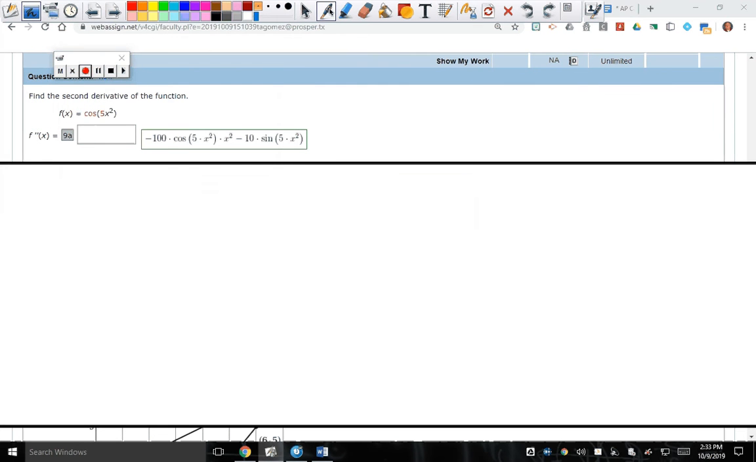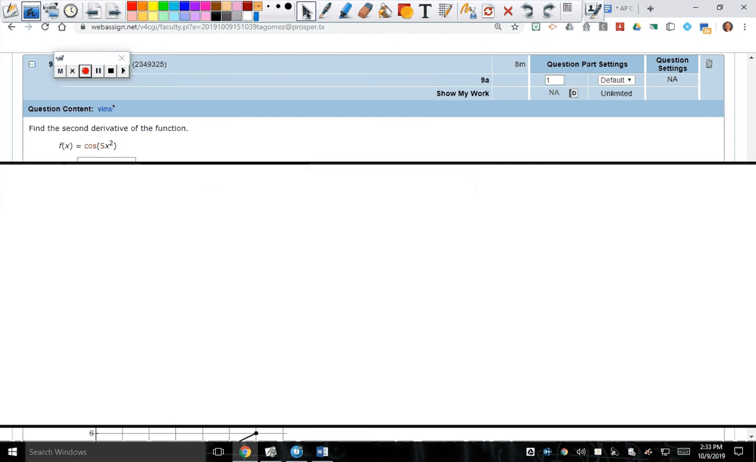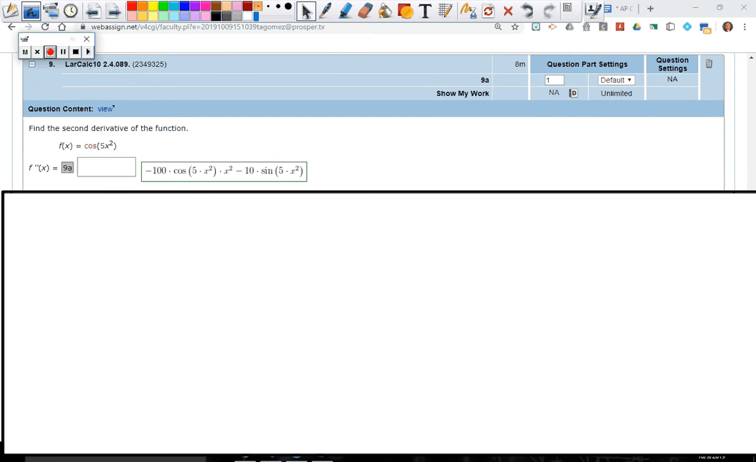Alright, so homework problems. We are looking at 3 problems on this second video. We're going to start with number 9 from the website. Looking at this, I see cosine of something is my given f of x, and the stuff is 5x squared. So the second derivative is this.